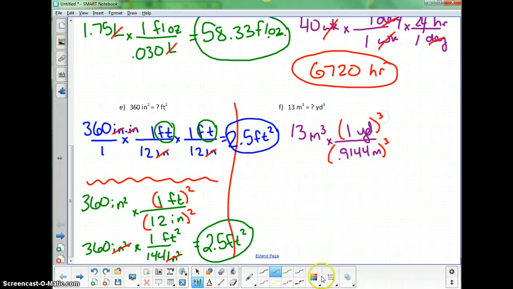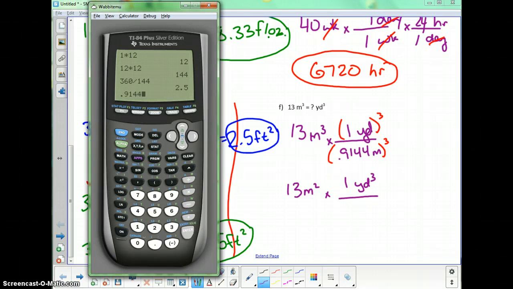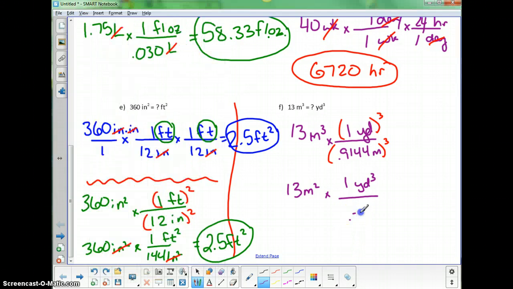I'm just using the second technique. So it's going to turn this into 13 meters cubed times 1 times 1 times 1 is still 1. 1 cubed is 1. Over 0.9144 to the third power. So that new number in my denominator is going to be 0.76455 meters cubed. Here we have, oh, I wrote square, I meant to write cubed. I was thinking about the last problem.